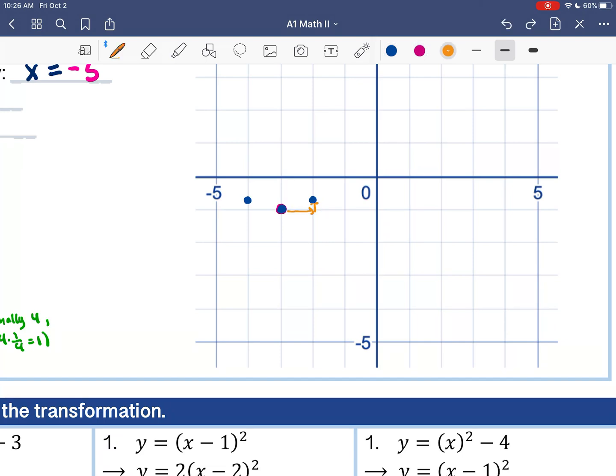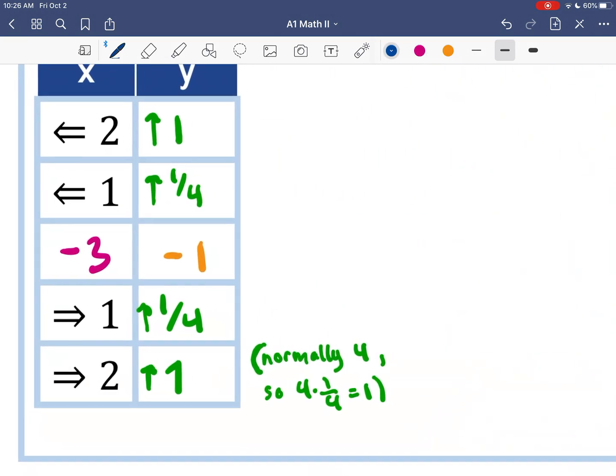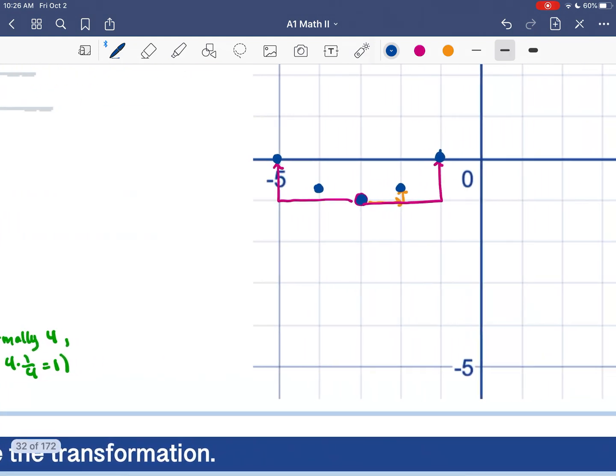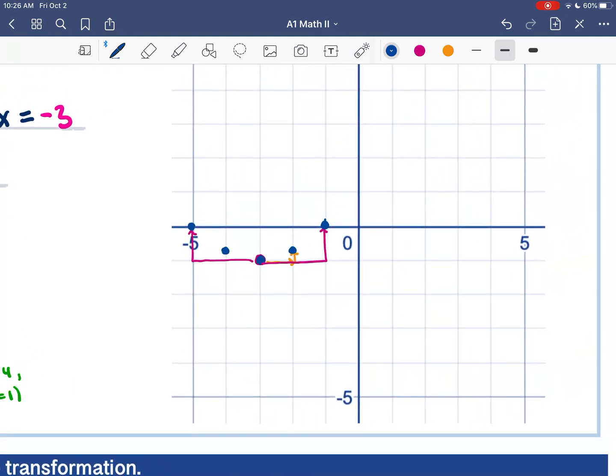And then for that second point, I'm going to do this in pink. We go over 2, up 1. And same thing on this side, over 2, up 1. I'm just following my driving directions right here, over 2, up 1.